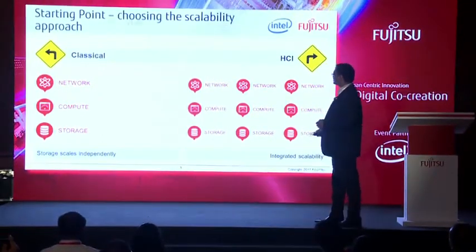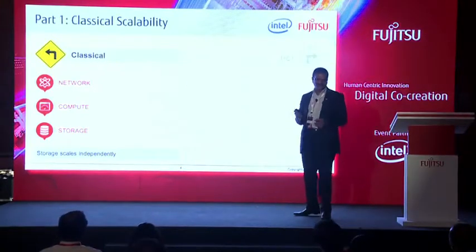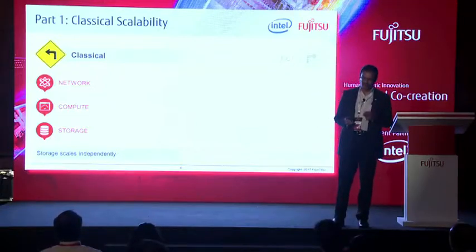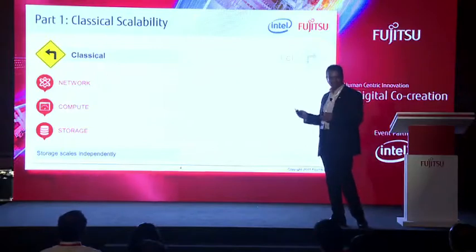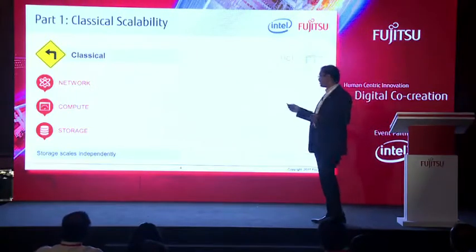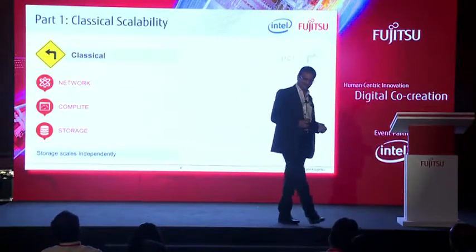So let's start with the classical way. What is the advantage of this? The classical way is that you can scale independently. When you want to grow storage, you can grow only storage. You don't need to add compute again. When you want to grow only networking, you don't need to add compute again. You can grow it first, right?